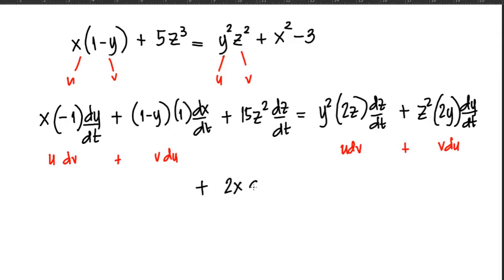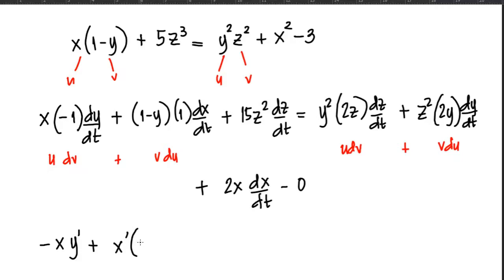Sunod, plus 2x. So, ang derive na variable is x, so dx over dt. Minus 3 is constant, so 0 na iya derivative. This looks terrible, but if you rewrite this, it will just look like, erase ko na. Negative x, y prime plus x prime.